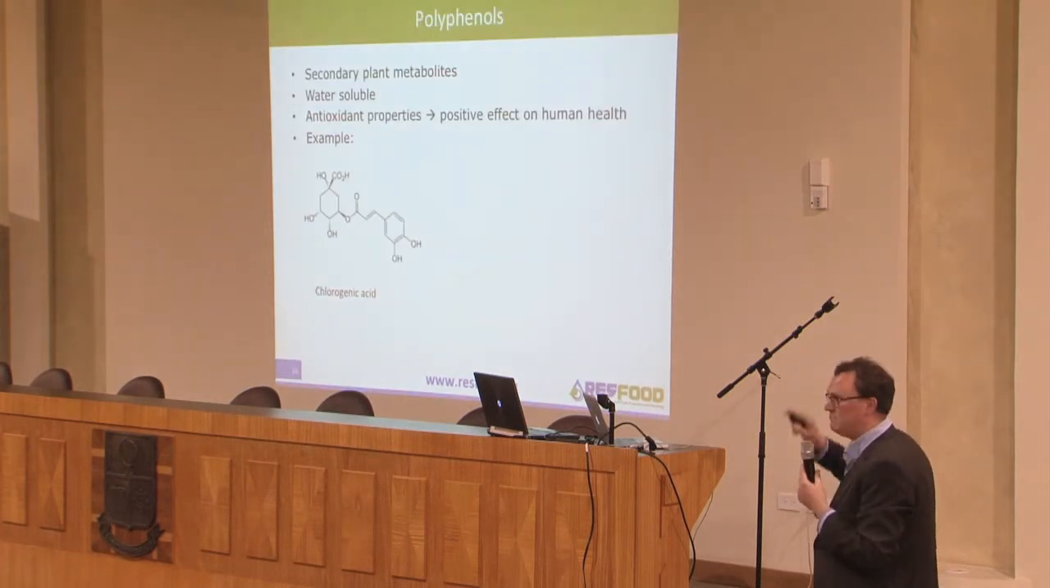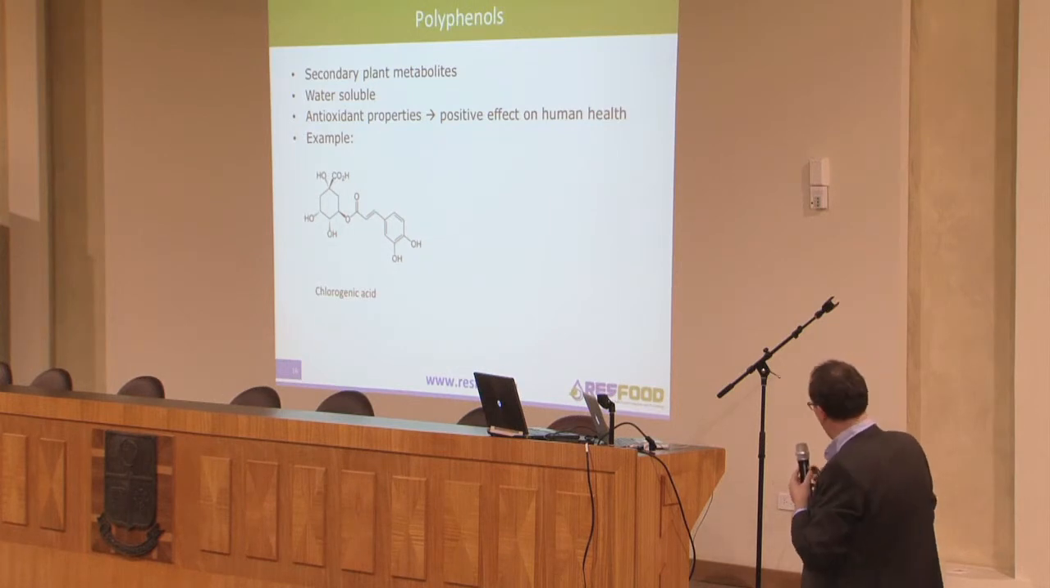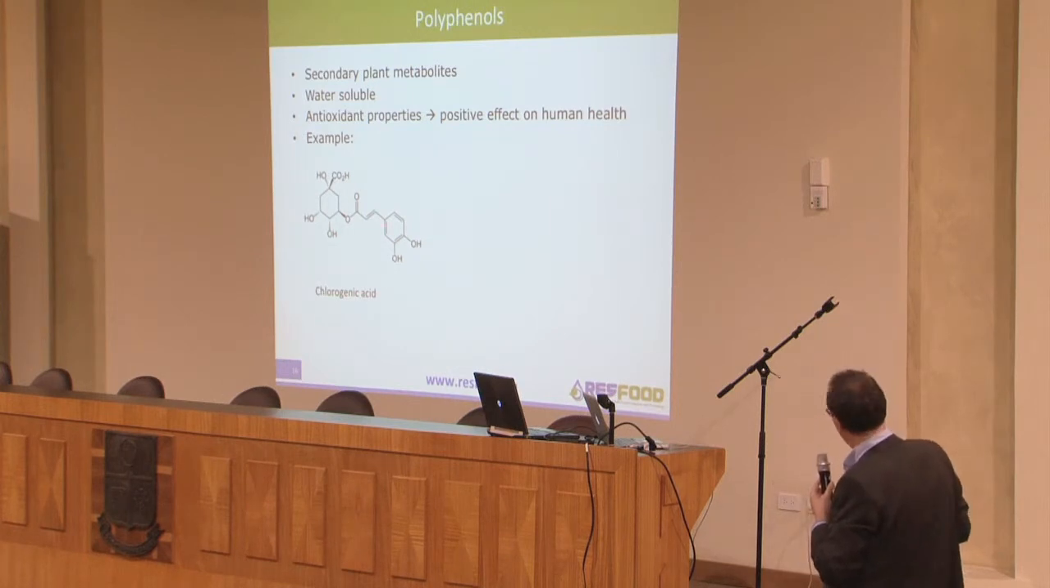Okay, so that was some things about enzyme pretreatment and carotenoids. Now some things about polyphenols. A lot of talks are going about polyphenols, so I will be very short. They are secondary plant metabolites. They are water soluble. They have antioxidant properties, so they have a positive effect on human health. And this is here an example of chlorogenic acids.